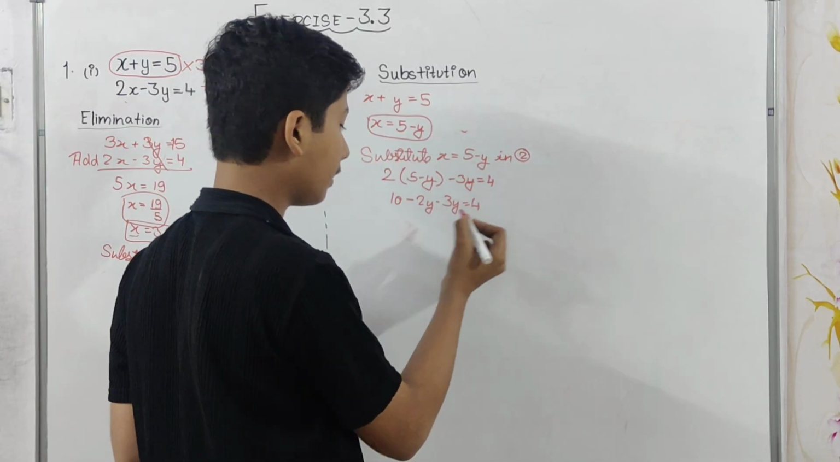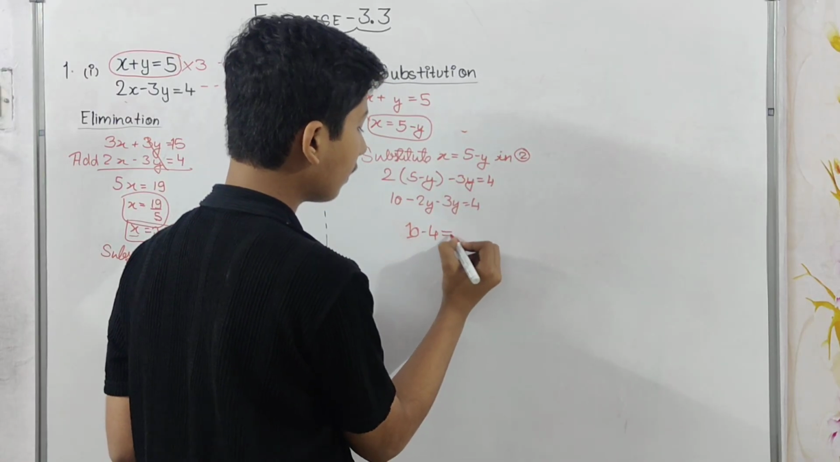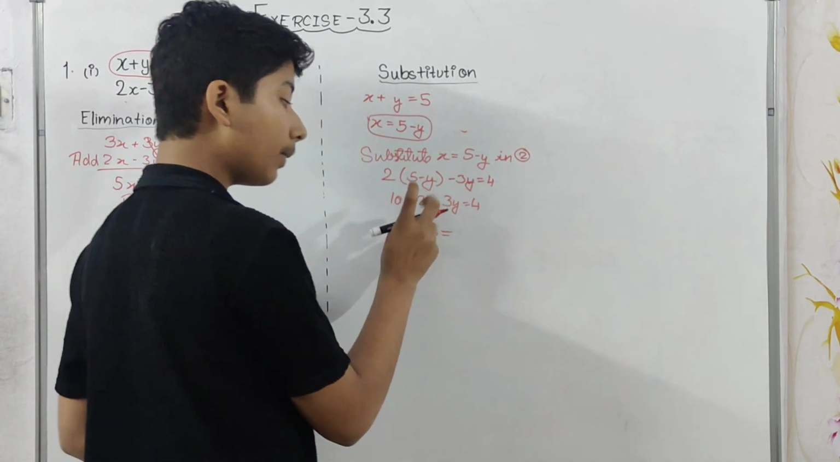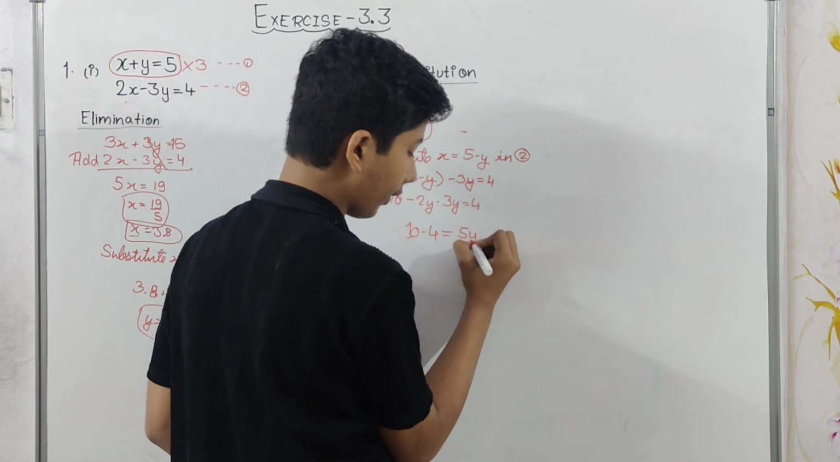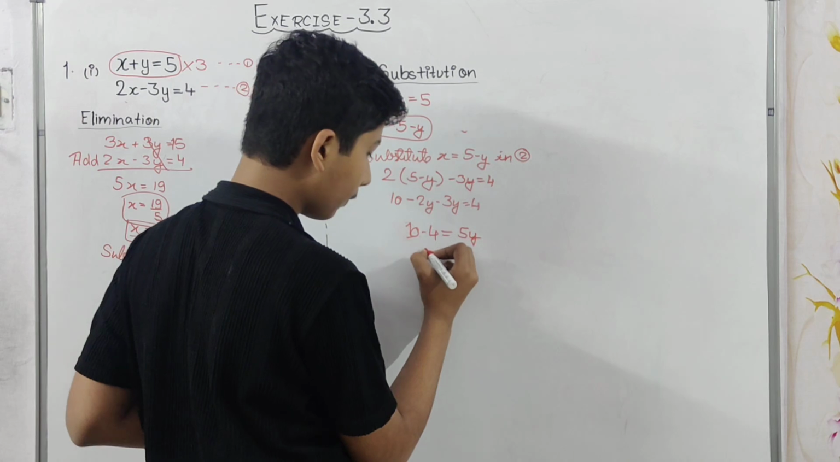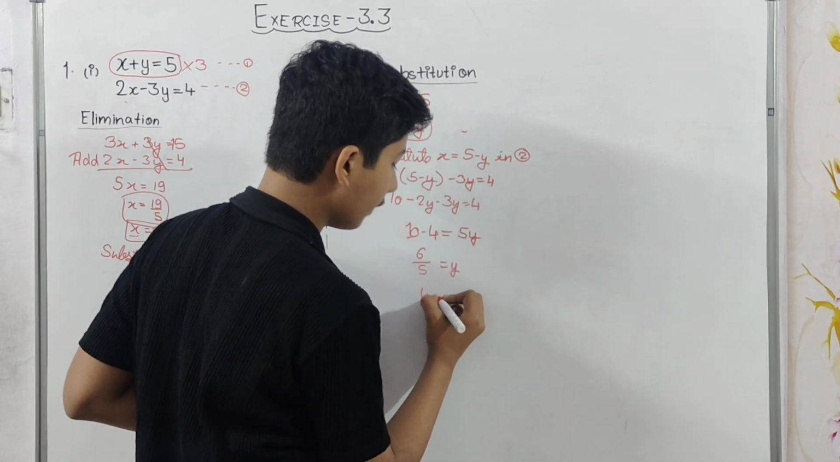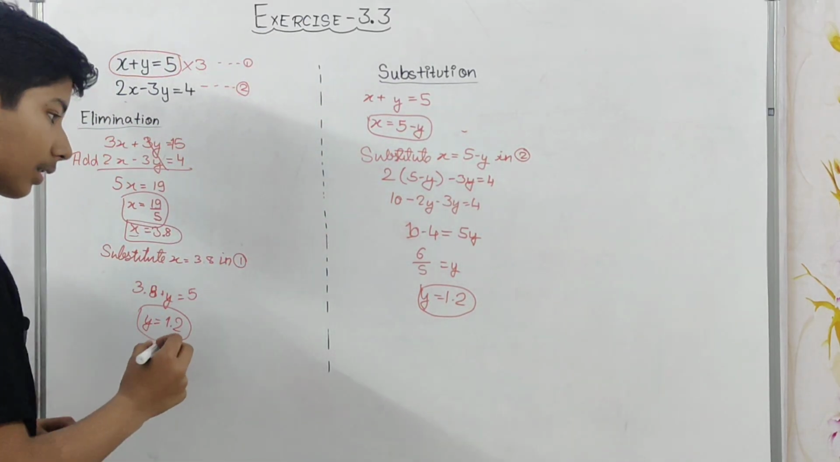We'll send this to that side. So 10 minus 4 equals to minus 2y minus 3y. This will be minus over here, so we'll send it to that side, which will be positive 5y. 10 minus 4 is 6 by 5 equal to y. So y will be 1.2. Have you seen that? Same answer is coming.